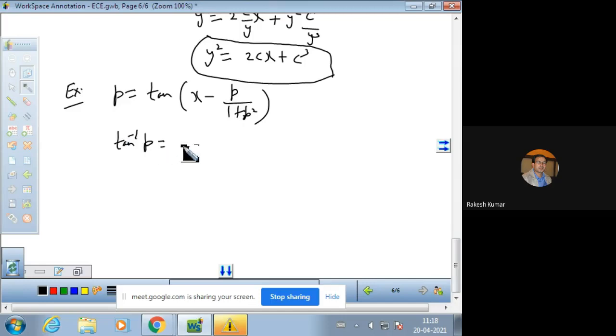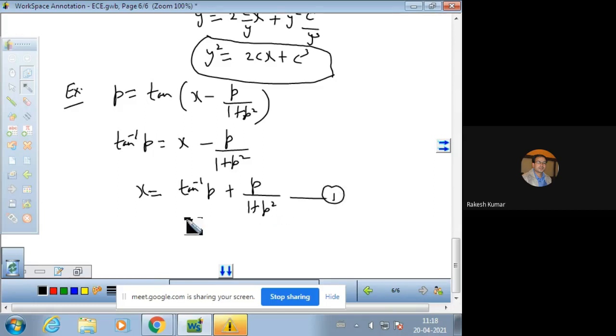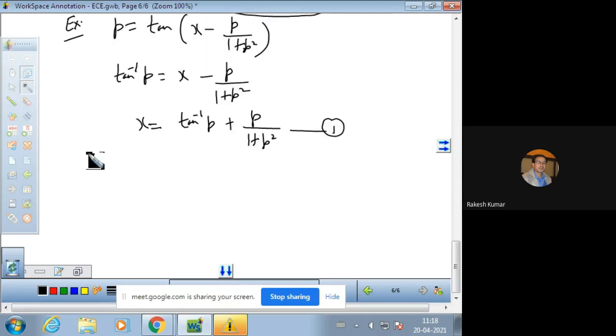tangent inverse p is equal to x minus p upon 1 plus p square. So x can be written as tangent inverse p plus p upon 1 plus p square. Now x is a function of p here. Differentiating x with respect to y, when you differentiate equation 1 with respect to y, you will have dx over dy.